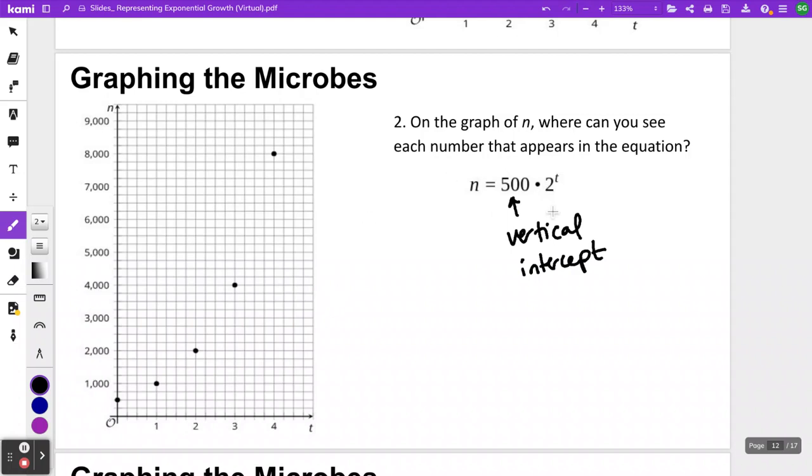The 2 might be a little harder to find. When we talk about finding 2 on the graph, I'm not talking about here's the number 2, but connecting the meaning of the 2 in the equation to where it would show up on the graph.